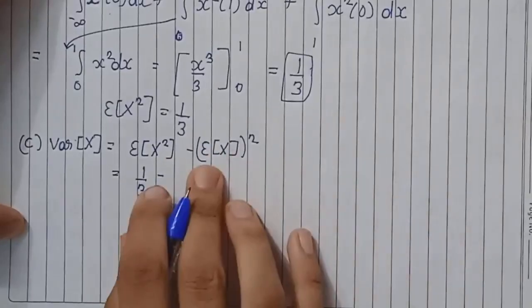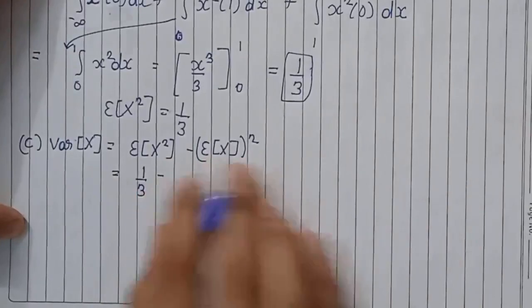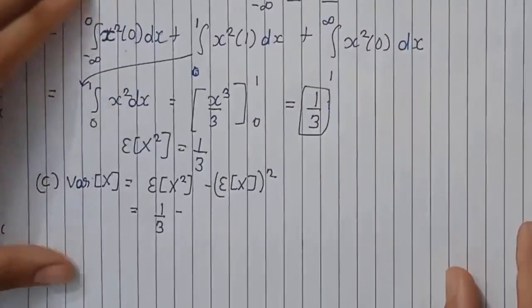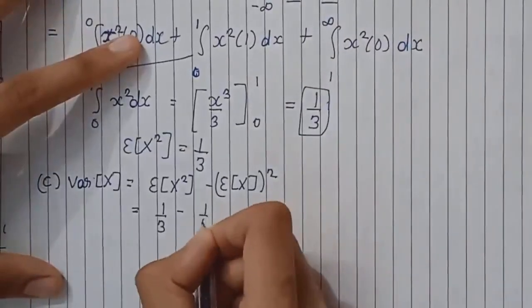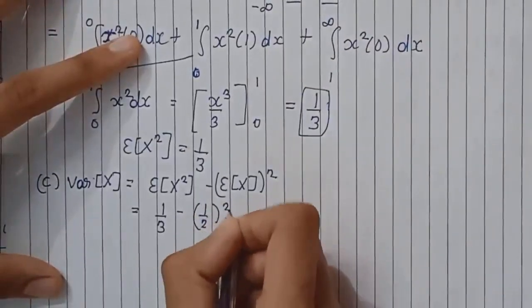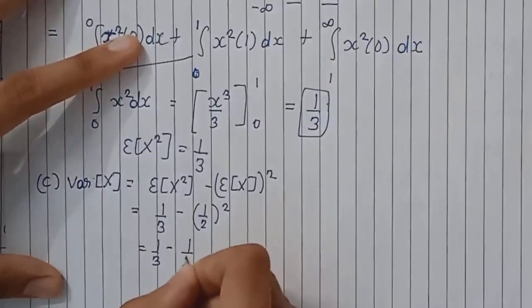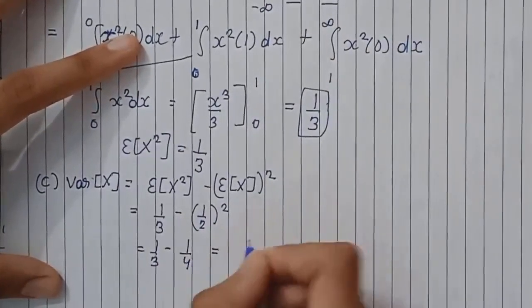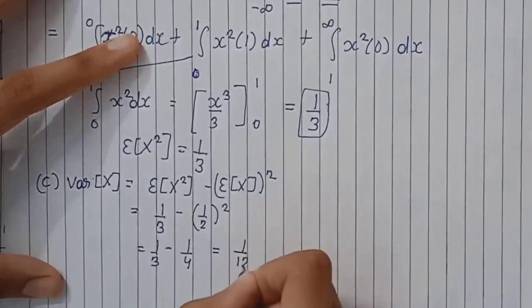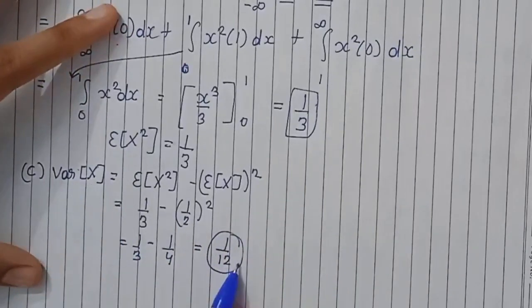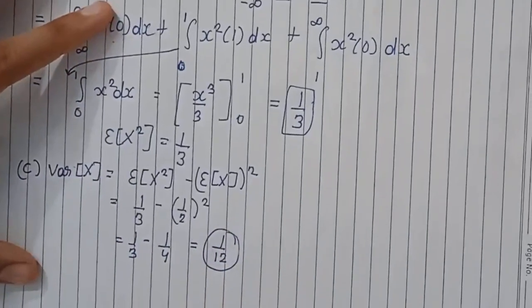And in the A part we have calculated expectation of x, which came out to be half. So it is equal to 1 by 3 minus square of half, which is 1 by 3 minus 1 by 4, which will come out to be 1 by 12. So this is our variance of random variable x.